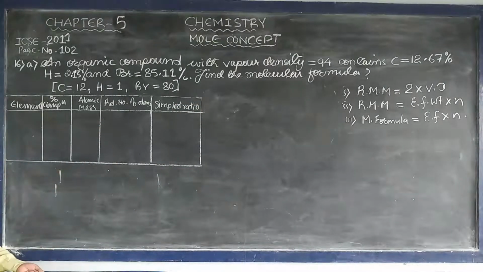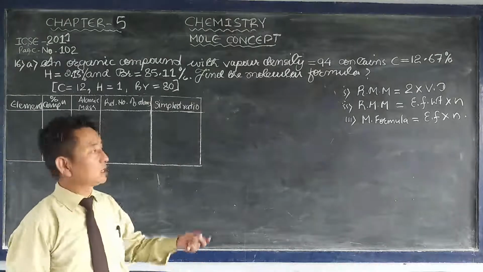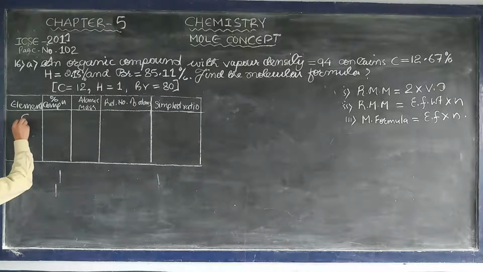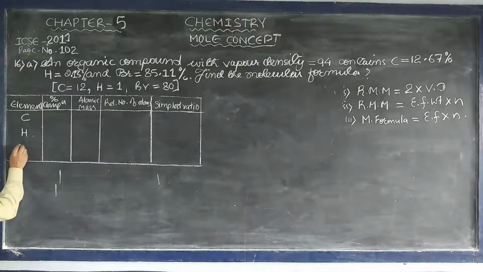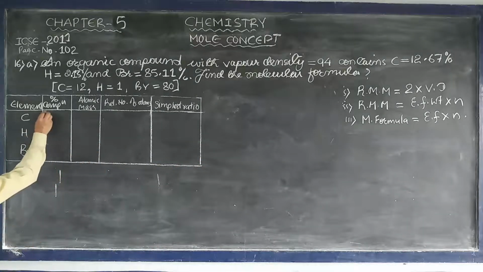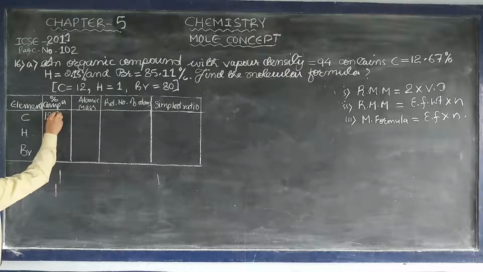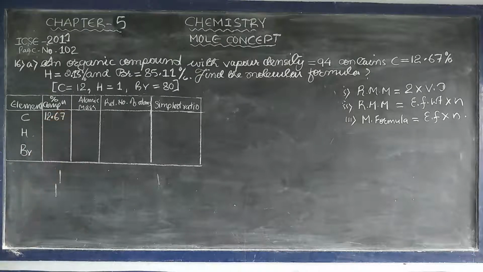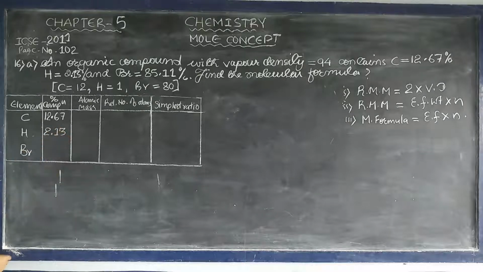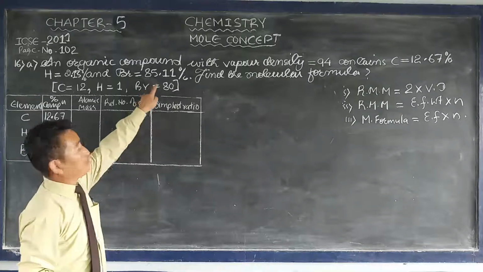Now here in the question you have seen this compound contains carbon, hydrogen and bromine. C is the symbol for carbon, H is the symbol for hydrogen, Br is the symbol for bromine. Now what is the percentage of carbon? 12.67%. Now what is the percentage of hydrogen? 2.13. What is the percentage of bromine? 85.11.